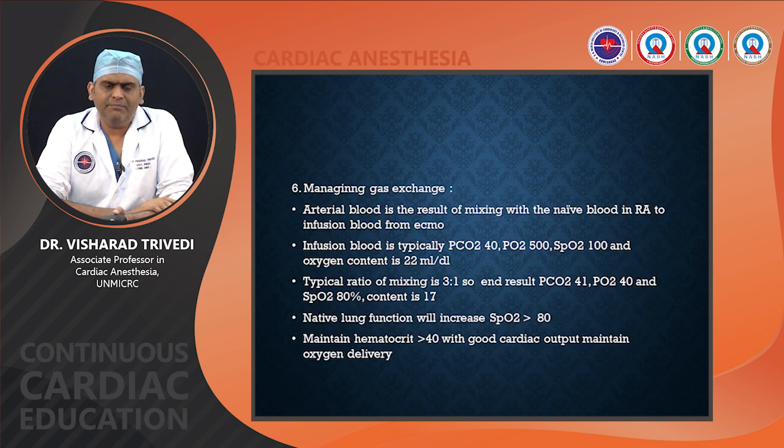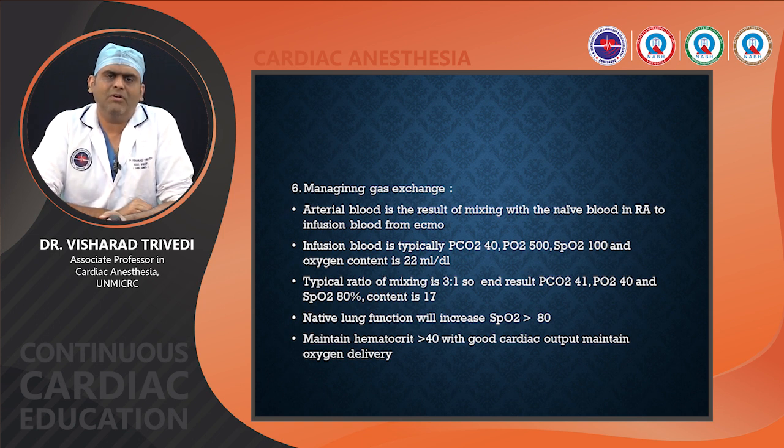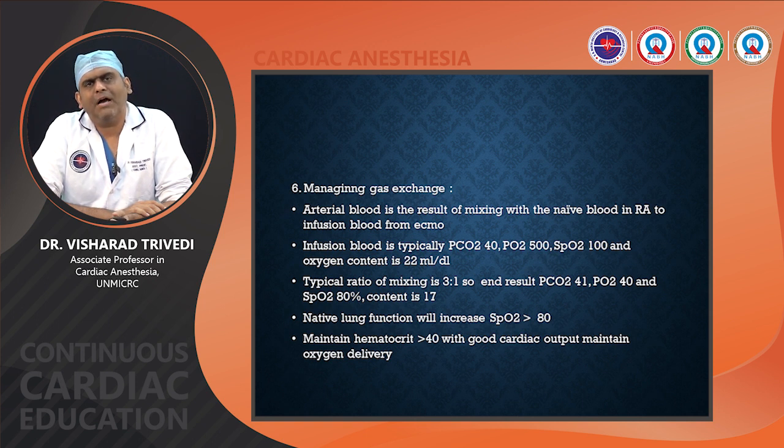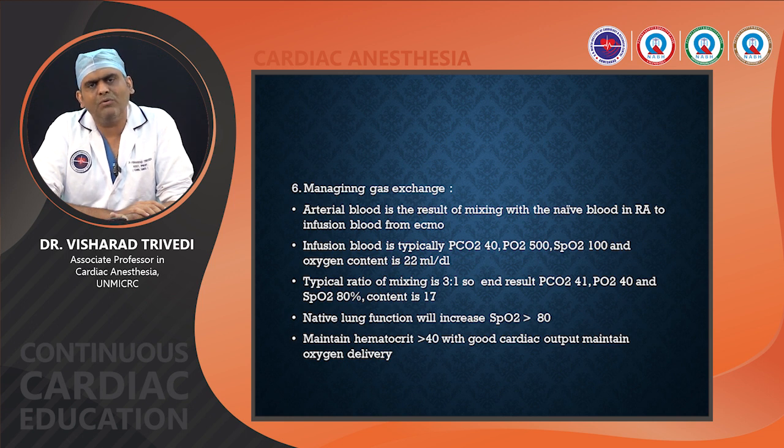If the native lung is functioning, this blood will go into the pulmonary circulation, and the native lung will also take part in gaseous exchange, which will increase the PO2 further, to more than 80. So up to 80 it is mostly because of the ECMO gaseous exchange, and if it is more than 80, then it is through the native lung gaseous exchange. Again I keep emphasizing that if PO2 and saturation are on the lower side, then you have to maintain the hematocrit above 40 for good oxygen delivery.